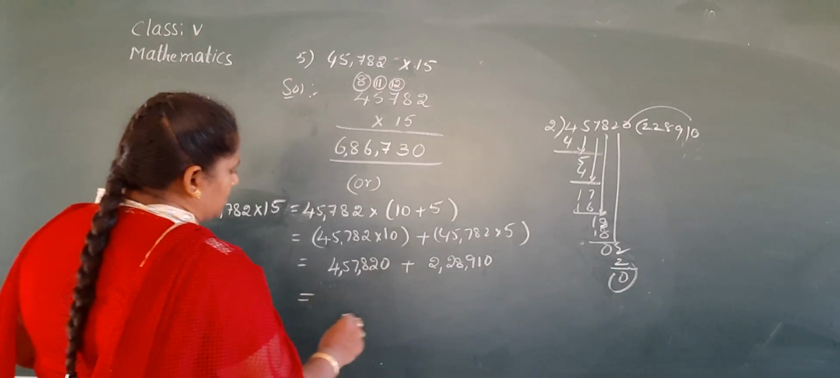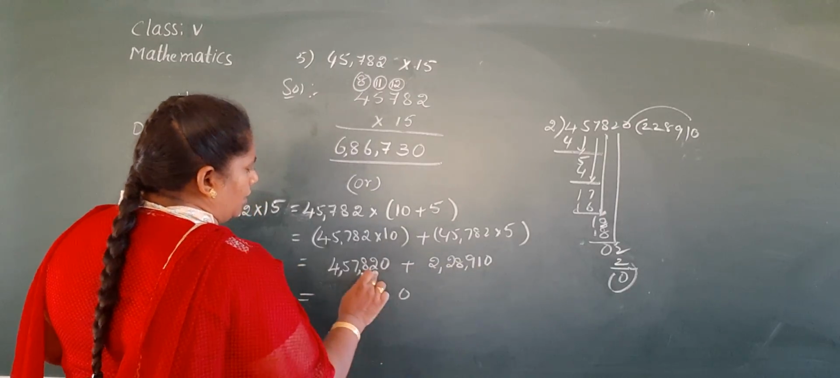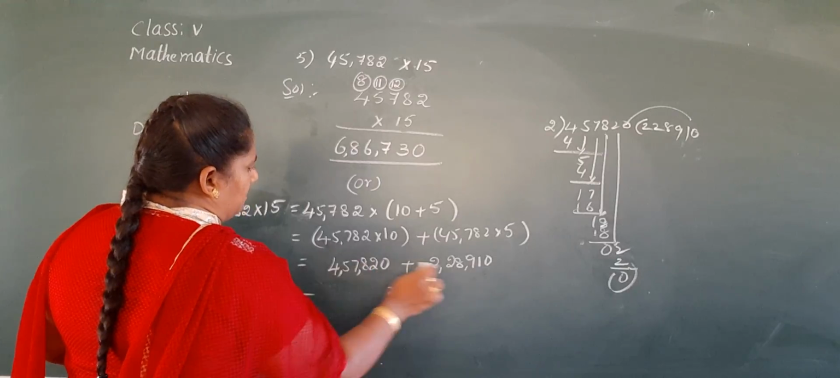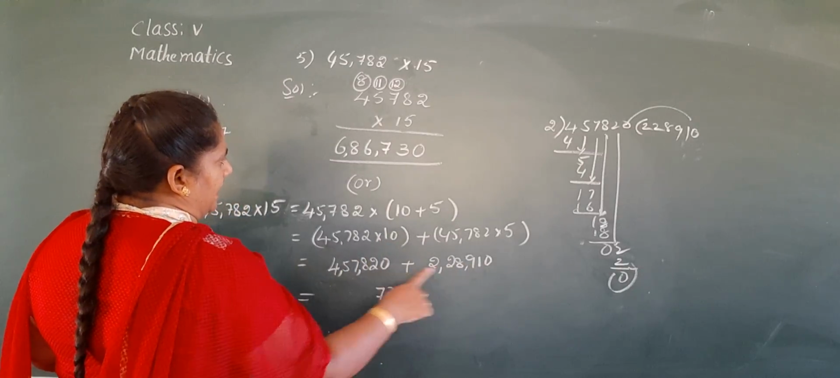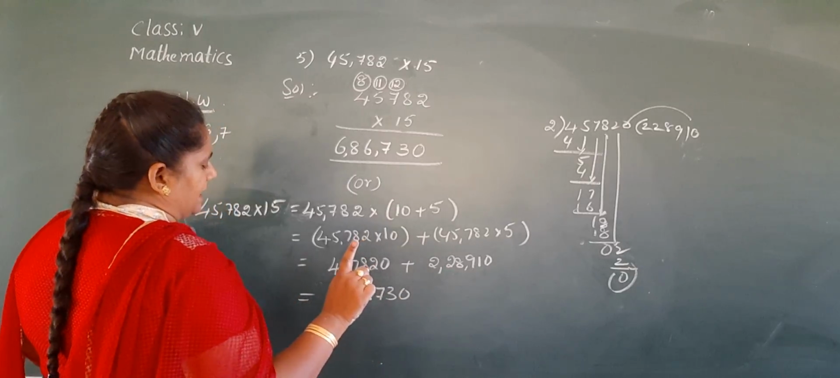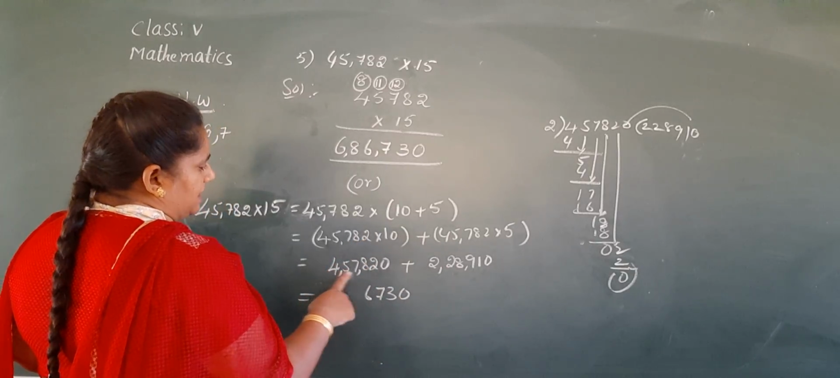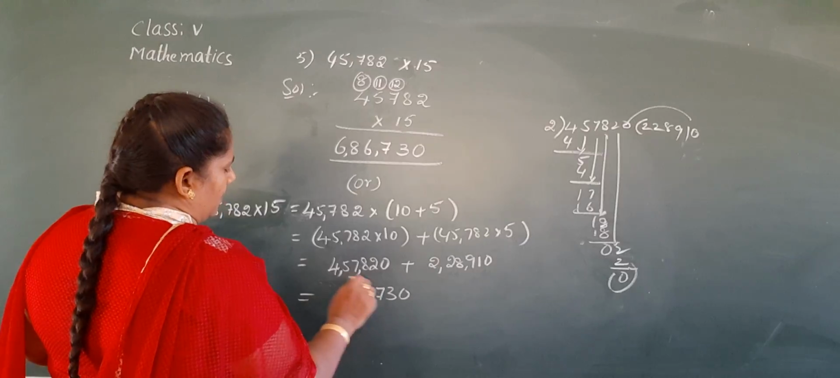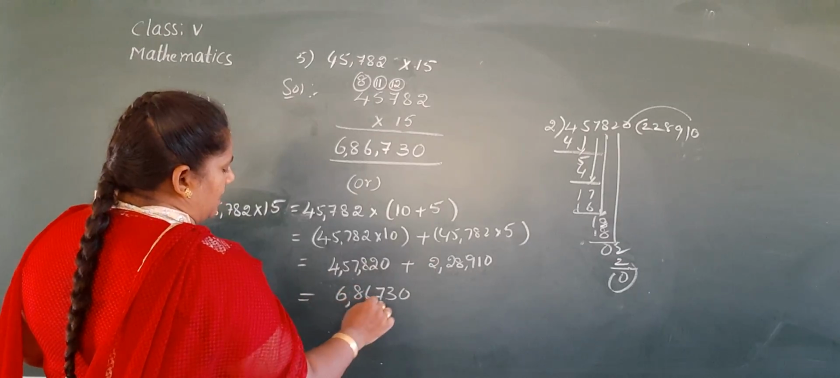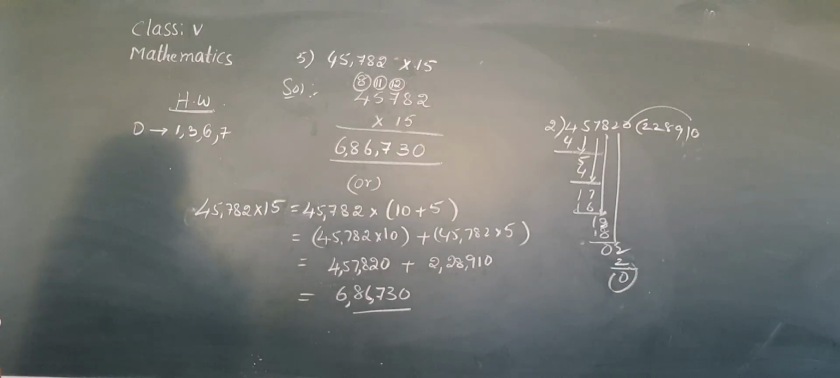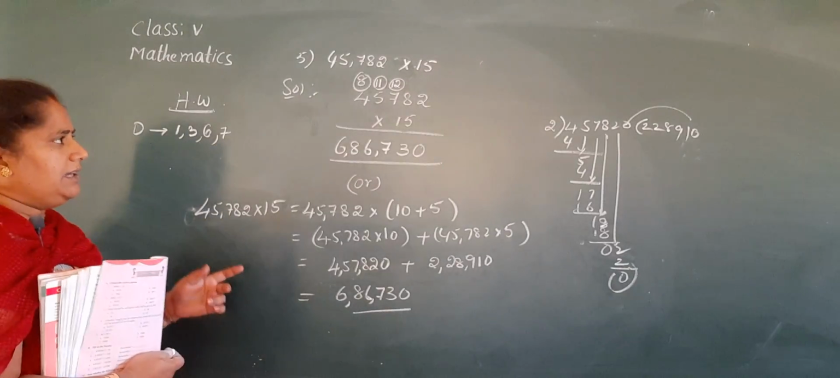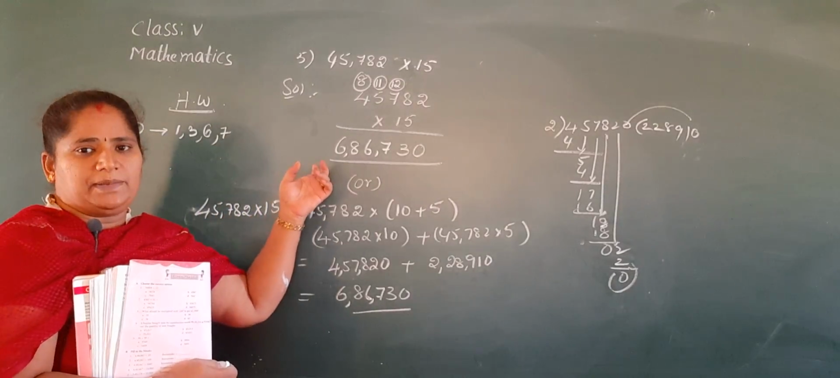Okay, ma? Add these two numbers. 0 plus 0, 0. 2 plus 1, 3. 8 plus 9, 17. 1 in hand, 7 is down. 1 plus 7, 8. 8 plus 8, 16. 1 in hand, 6 is down. 1 plus 5, 6. 6 plus 2, 8. 4 plus 2, 6. So the answer is 6,86,730. Okay, ma?